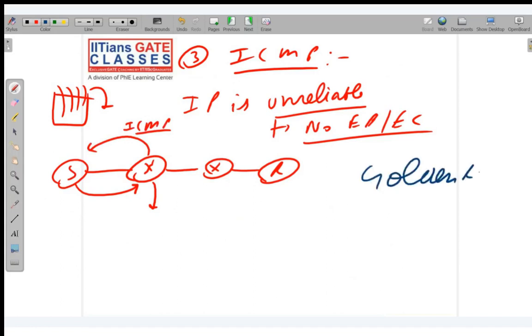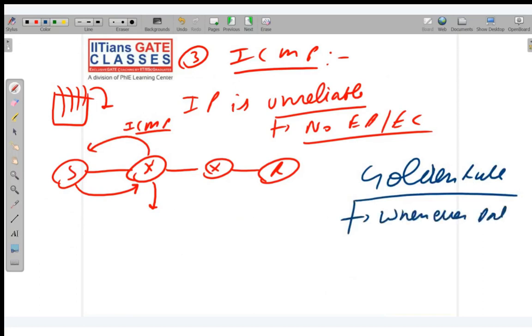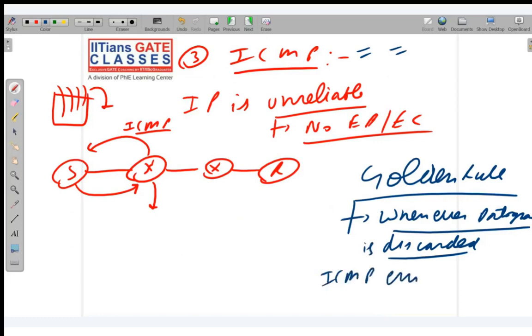Whenever a packet or datagram is discarded, forget about the reason. There are multiple reasons, and when I dig deep into the topic, I will give you the reasons why a packet has been discarded and what particular message will be sent. The basic thing is that whenever a datagram is discarded, an ICMP error message will be sent to the sender. I hope you have got the point. Please try to remember this fact.